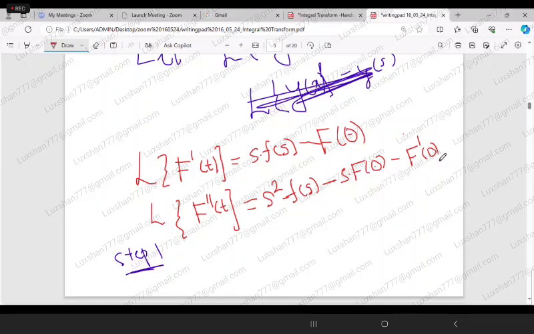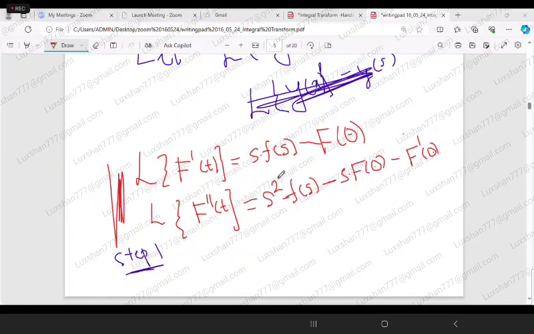Am I correct or wrong? Please tell me, are these two correct or not? Using the Laplace transform of derivatives: what is the Laplace transform of the first derivative? s into F(s) minus f(0). What is the Laplace transform of the second derivative? s squared F(s) minus s f(0) minus f'(0). Am I correct or wrong? Correct, sir. Yeah, correct.